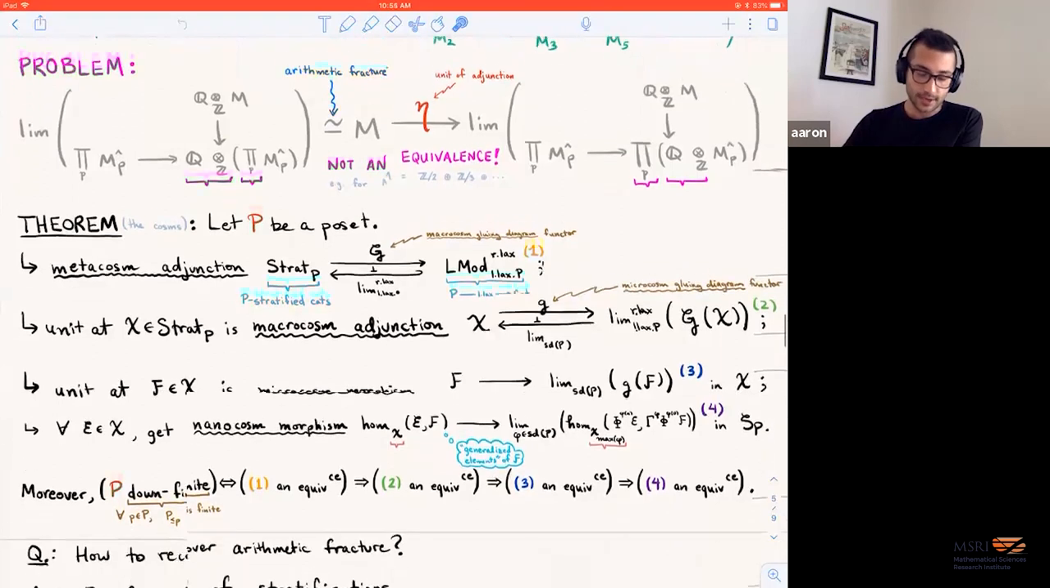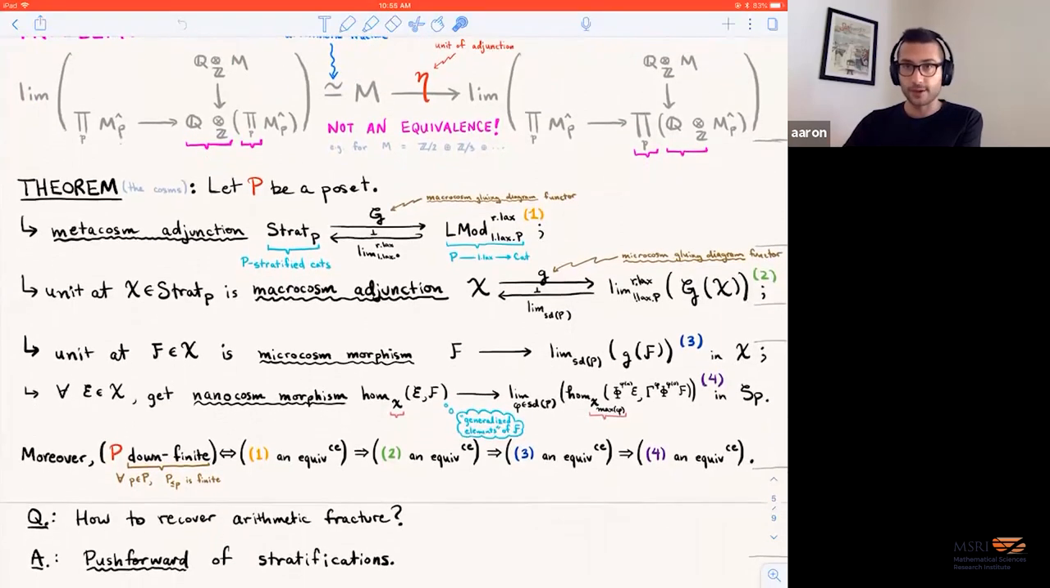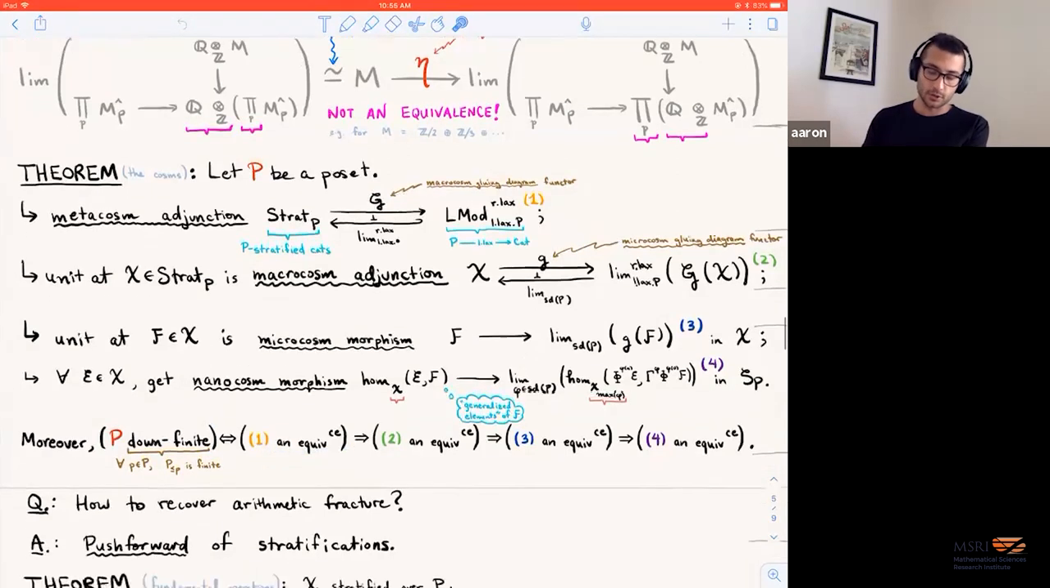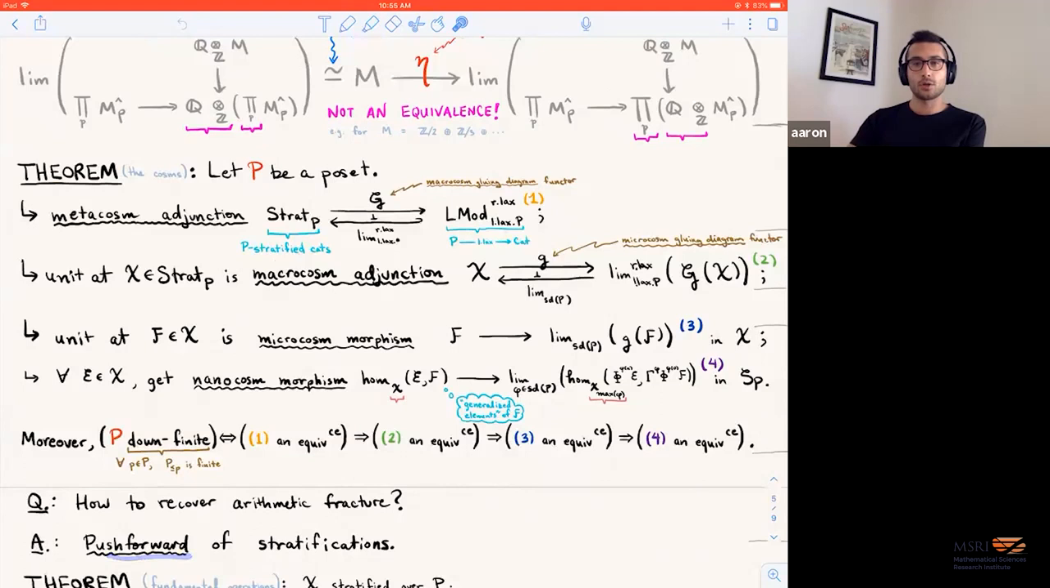The question remains, how do we recover the arithmetic fracture square that we were just talking about? That really must be an example of this reconstruction. But it doesn't fall into this situation because the poset is not down finite. And that was actually an example of a stratification that did not converge. So the answer is a push forward of stratifications.